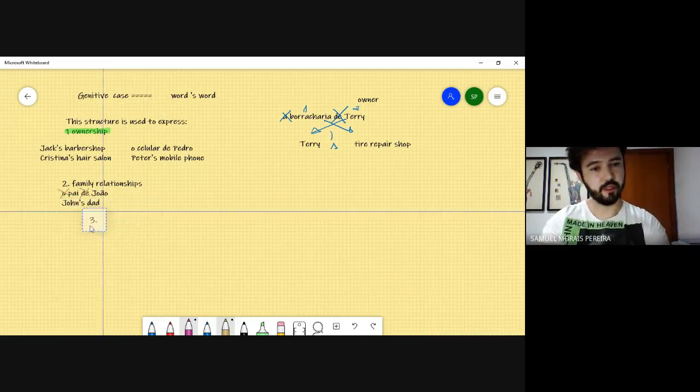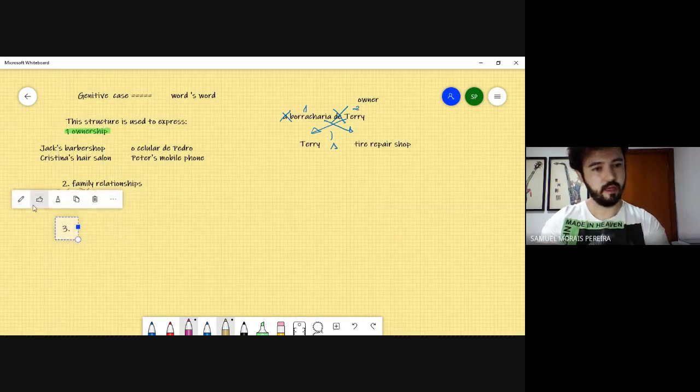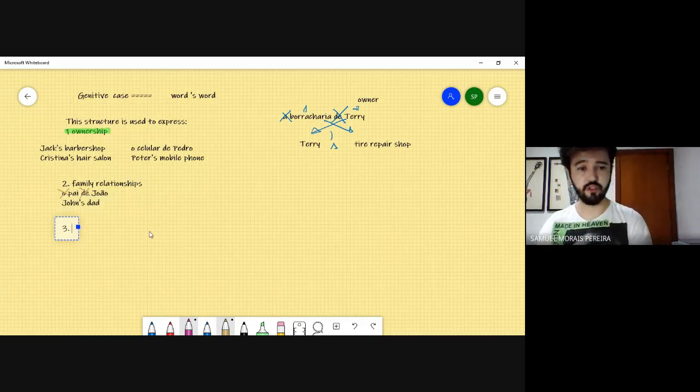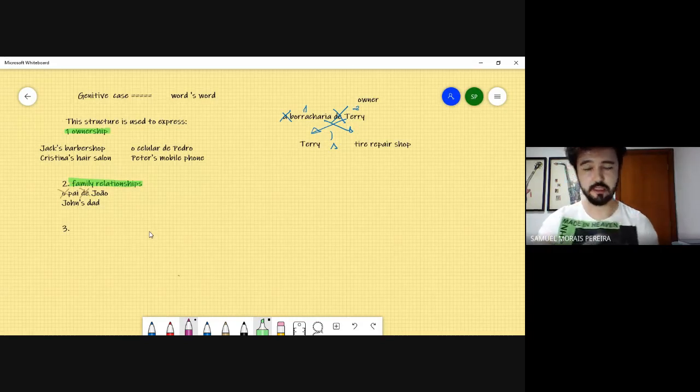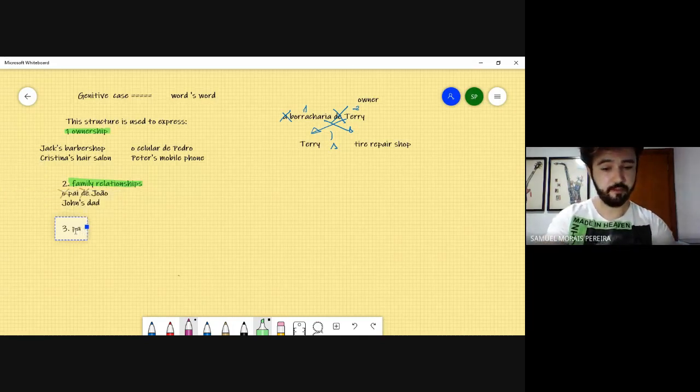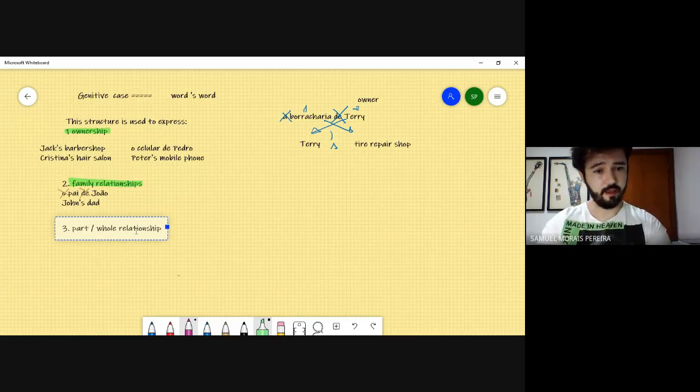Pay attention to number 3. So number 3 is the case when you have another kind of a relationship. So we can express ownership, we can also express family relationships with the use of the genitive case, but I can also use it to express part and whole relationship. O que é isso, professor? Part and whole relationship. Relação de parte pelo todo, tá bom?